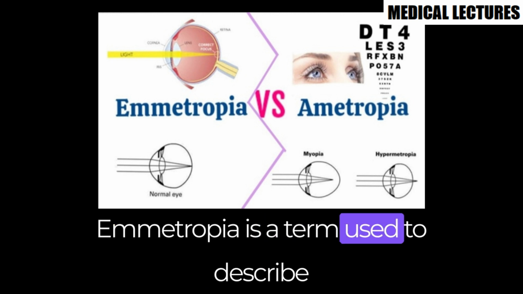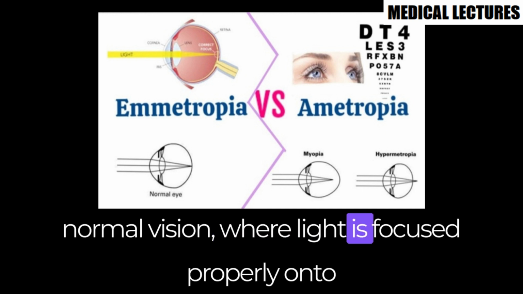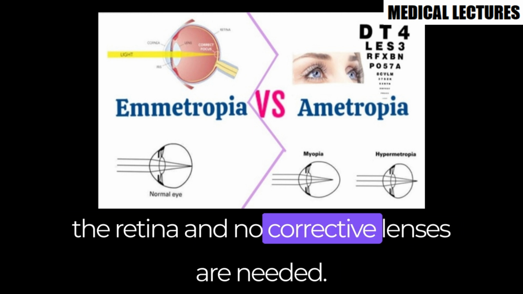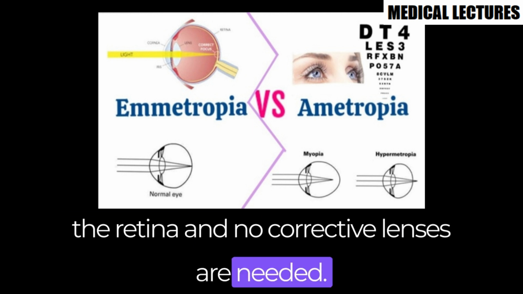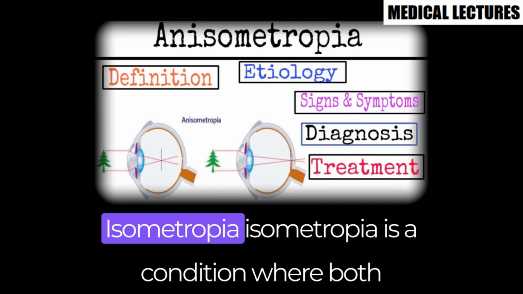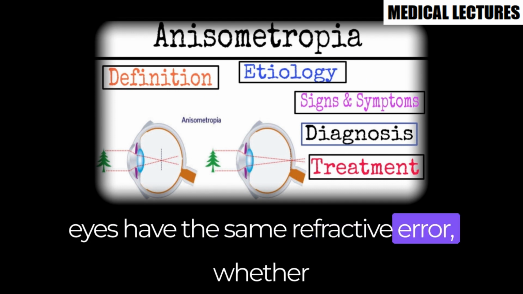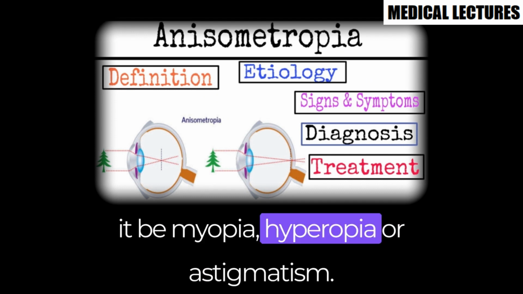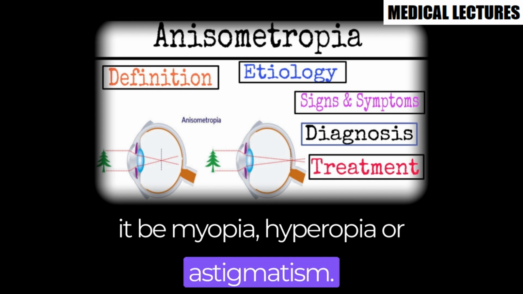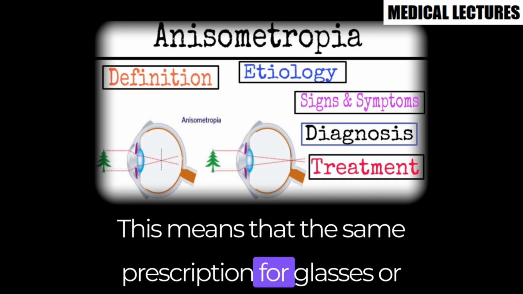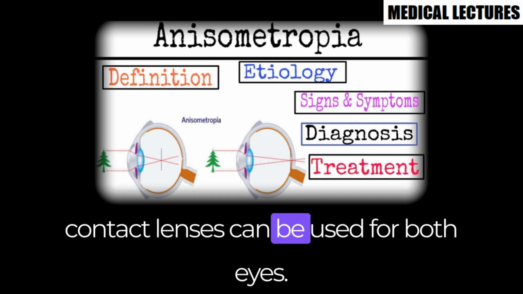Emmetropia is a term used to describe normal vision, where light is focused properly onto the retina and no corrective lenses are needed. Isometropia. Isometropia is a condition where both eyes have the same refractive error, whether it be myopia, hyperopia, or astigmatism. This means that the same prescription for glasses or contact lenses can be used for both eyes.